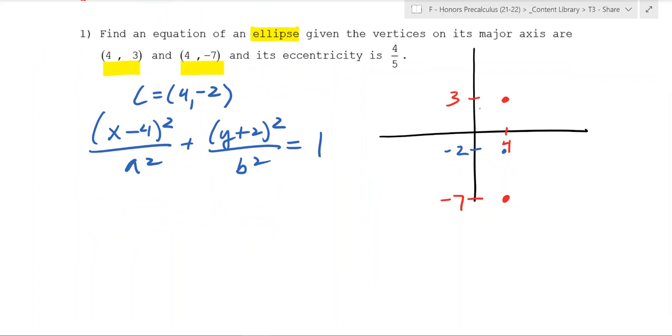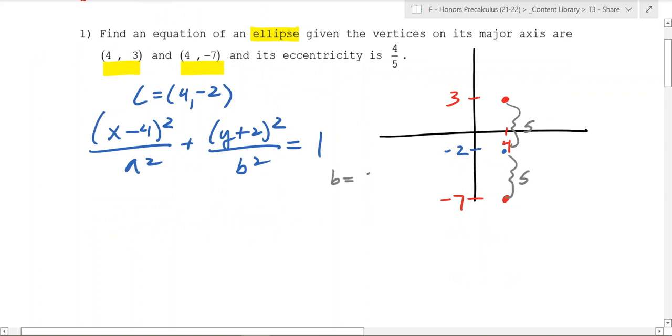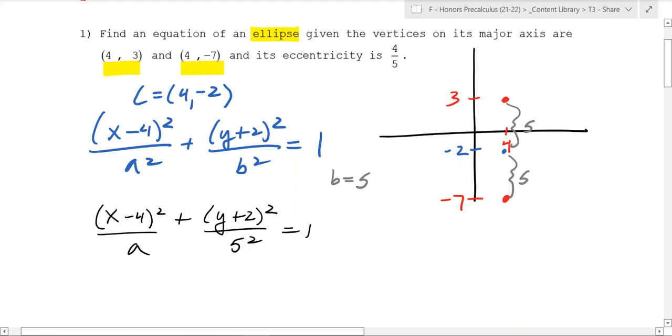Well, we know that this distance right here is 5, which is the same as this one. So that means that b is going to be 5, so b squared is 25. We can fill it in, which means that all we have to find out now is a, and that should be a squared right there. Sorry, that should be a squared.